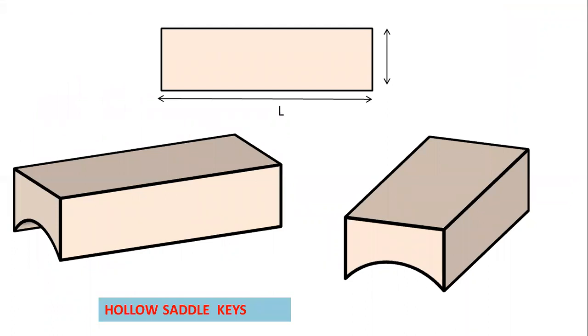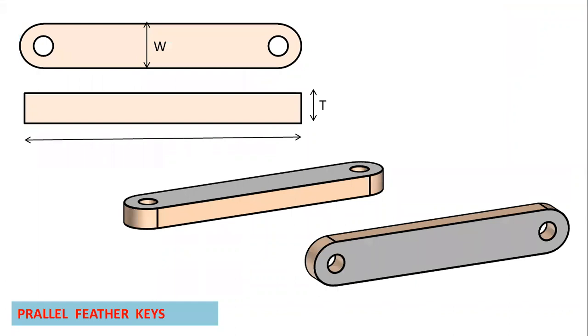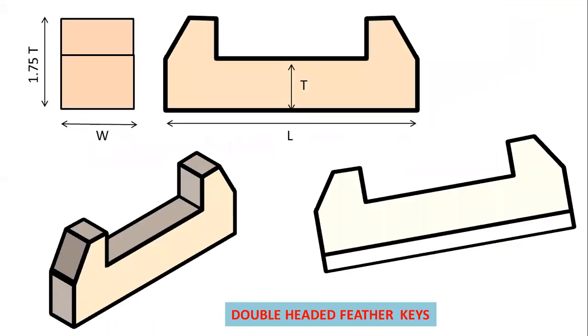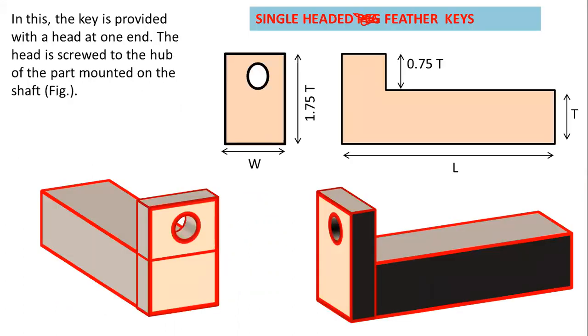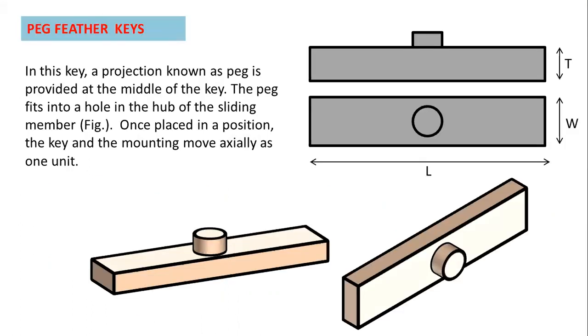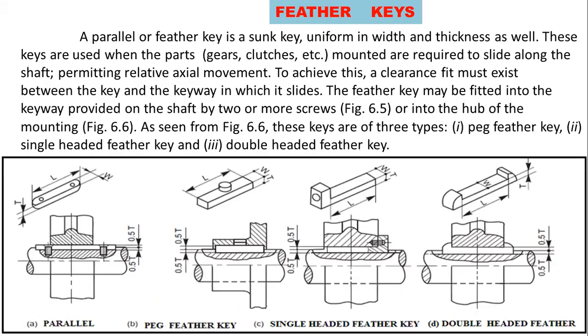This one is saddle key, hollow saddle key. This one is a spline shaft. This one is a parallel feather key. This one is a double-headed feather key. This one also single-headed feather key. This one is a peg feather key. These all are different types of feather keys.